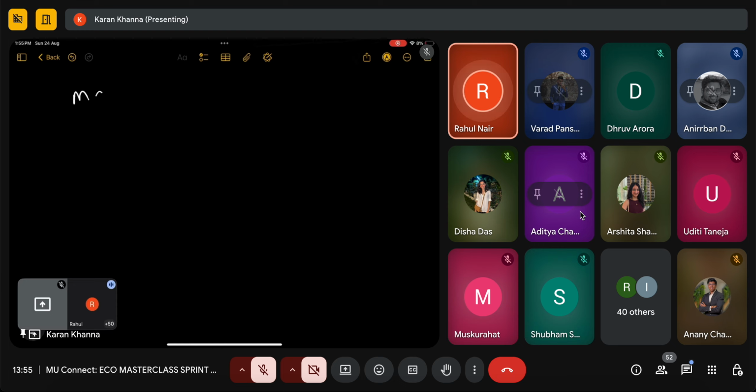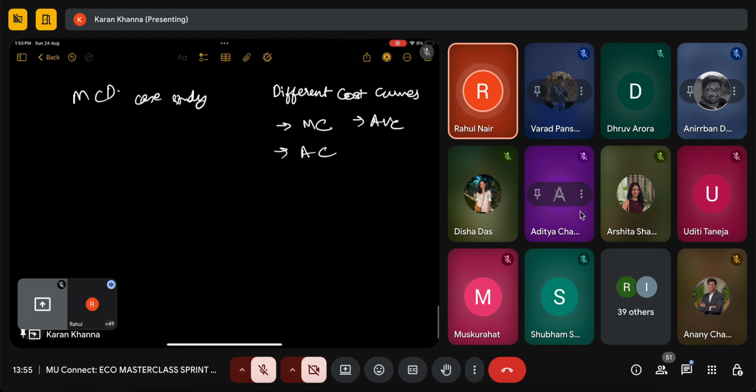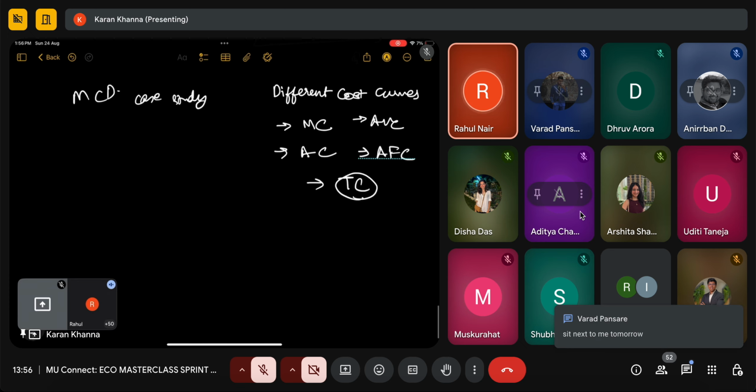So now let's go to the MACD case study. Here let's try to study the different cost curves. I'm going a little fast because I think we are already running out of time and we have to cover the pricing decisions also, right? So what are the different cost curves? There is a marginal cost curve, an average cost curve, an average variable cost curve, an average fixed cost curve, and a total cost curve, right?